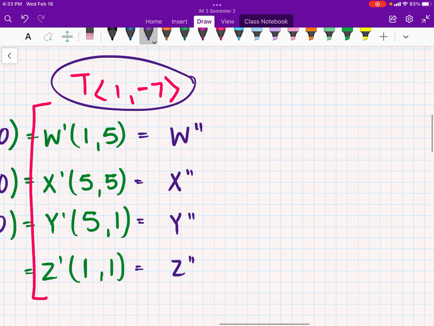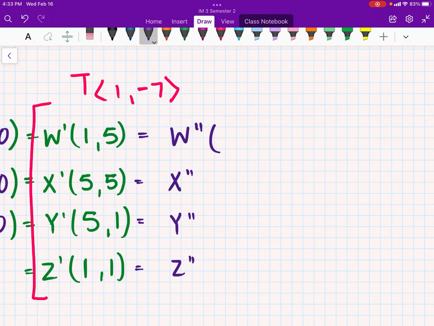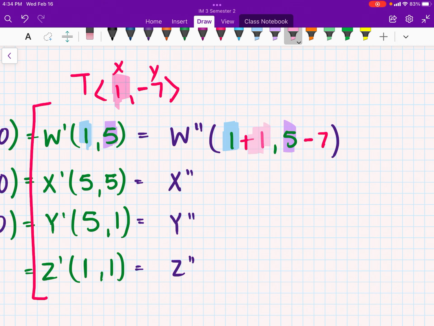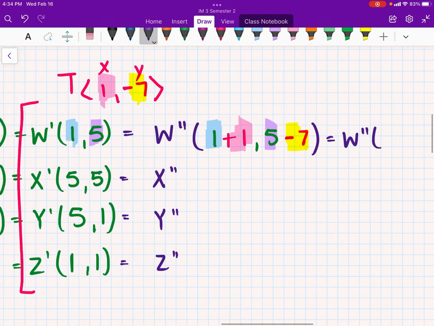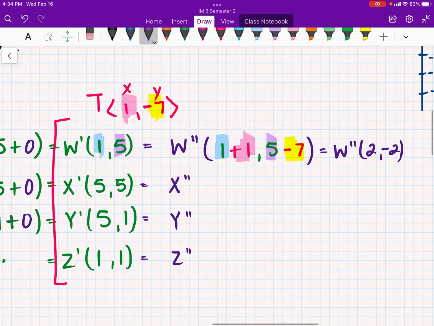All right, so go ahead and do this transformation onto w. So just to help you guys out here, I am going to be starting with, once again, a 1, because that's the one that's from there. So it's 1 plus 1, because that's the x. And then I have 5, and in this case, we're actually subtracting 7. So once again, this one's the 5, and then the 1. I'm not sure if you can see it with that one. That's negative 7. So in this case, w double prime would be 2, comma, negative 2. So go ahead and complete the rest in this case.